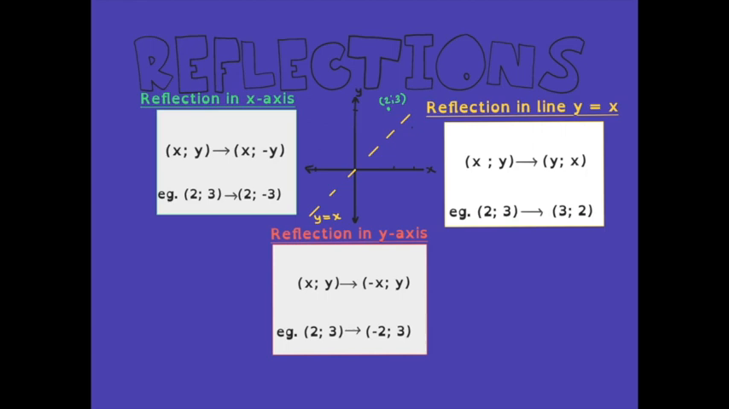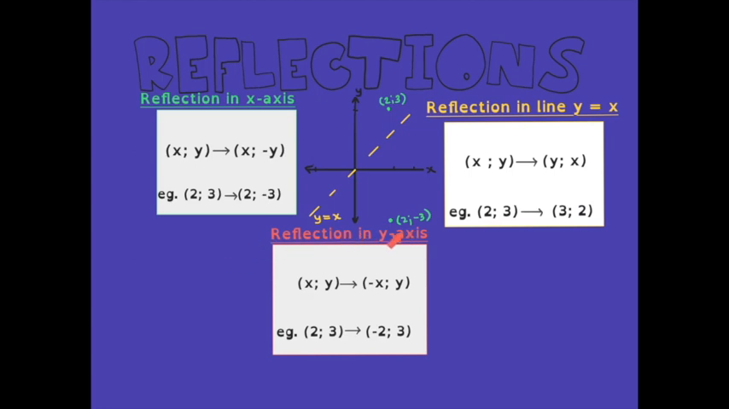So I've just drawn a very basic Cartesian plane in the middle of our slide here, just to illustrate the different types of reflection. So we started off talking about reflection in the x-axis. From the point (2, 3), if you reflect about the x-axis, we're going to reflect over this line, which is also called the line y equals 0. So (2, 3) will become (2, -3). That would be a point like down there. So that would be reflection in the x-axis.